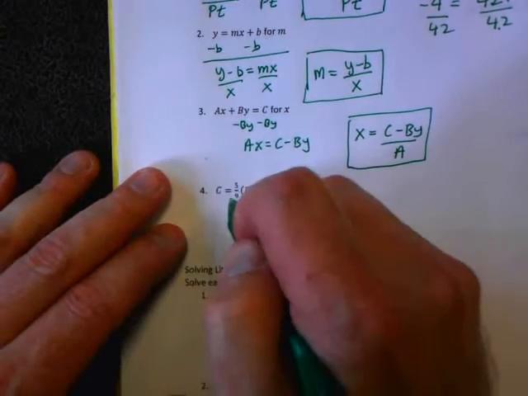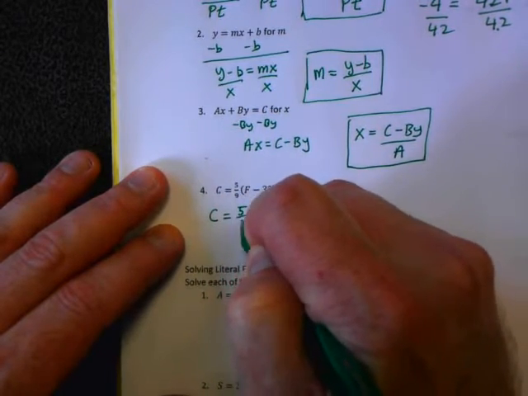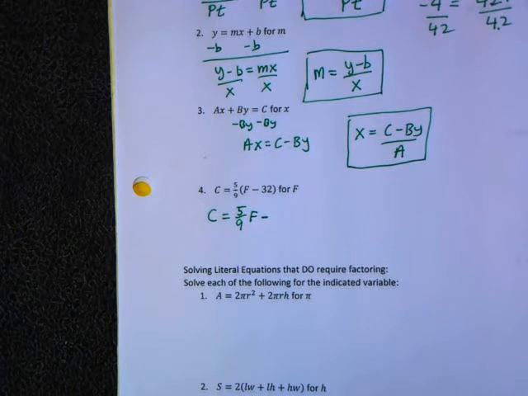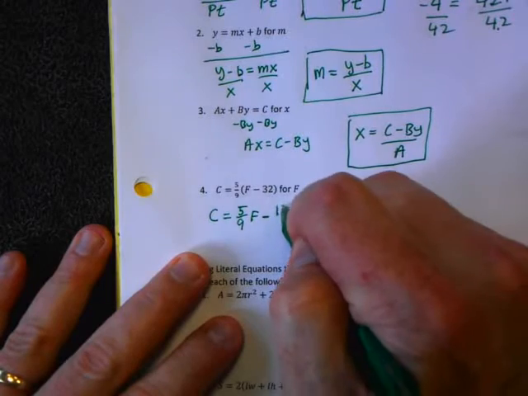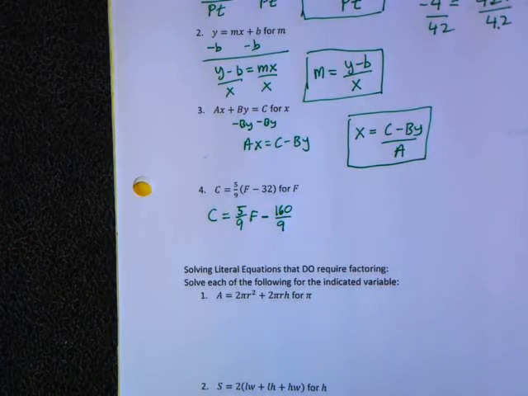Anyway, some people multiplied through by the 5/9. They got C equals 5/9 F minus, and then you take 5/9 times 32, and you should write that as 160 over 9. Don't give me a decimal there. Don't mix fractions and decimals. Use your calculator. Use that fraction button on your calculator. Okay, so that kind of helps. That gets rid of those parentheses.